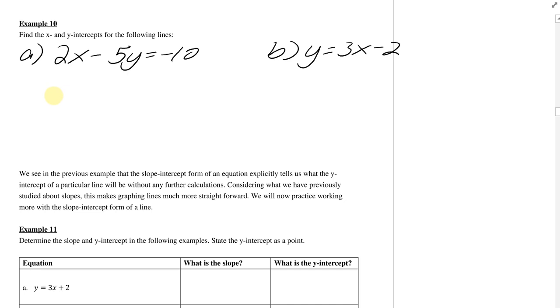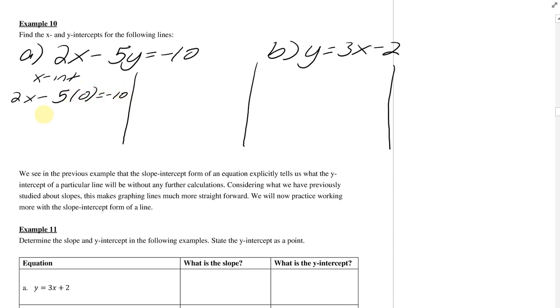Okay, so starting here, I'll maybe divide this into parts. Let's start by finding my x-intercepts. So I need to set my y equal to 0, so this becomes 2x minus 5 times 0. So that's got to equal negative 10. If I work this out, this becomes 2x equals negative 10. If I divide each side by 2, I get x equals negative 5. So this will be the point negative 5, 0.